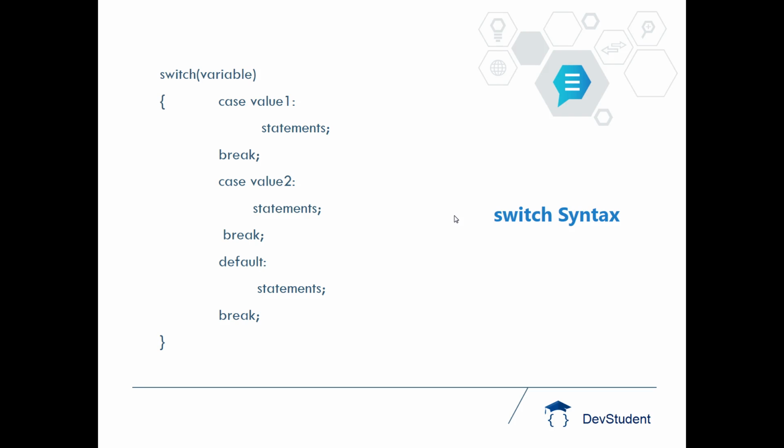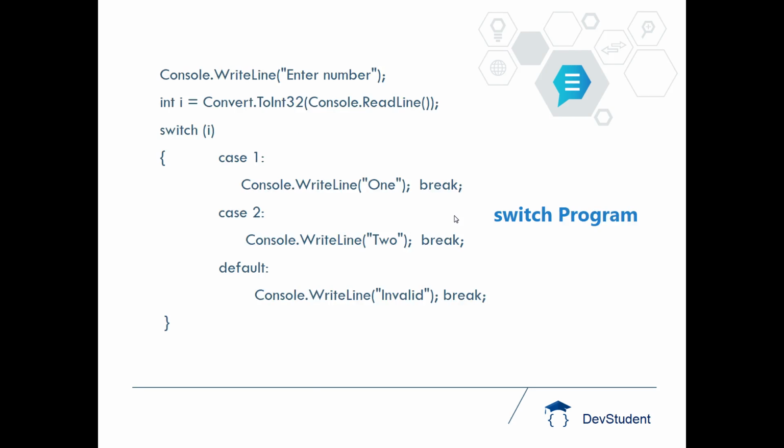And this break is used for throwing the control out of the switch. If one case is executed, as it is having break, it will move the control out of the switch. That means only one statement will be executed. And default is there in the cases list. If all the cases fail to execute, then the default statements will be executed.